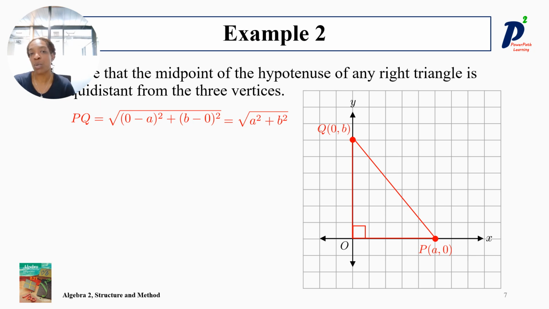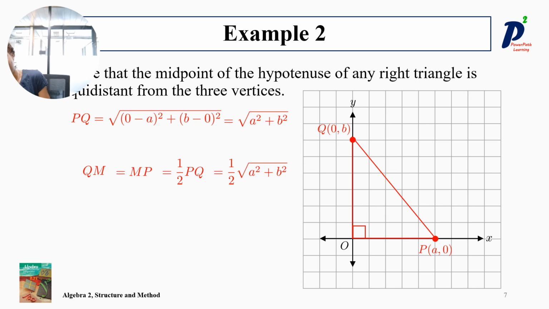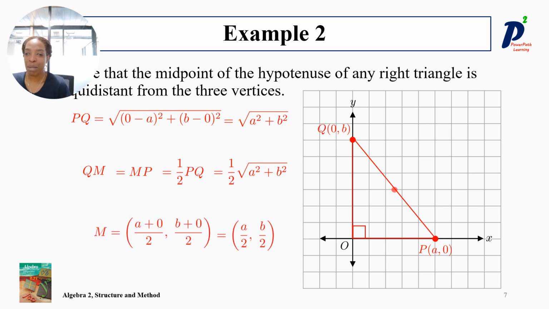Now, since the midpoint splits PQ into 2 equal parts, we can say that QM is equal to MP is equal to 1/2 PQ, which is equal to 1/2 the square root of a squared plus b squared. Okay? Now, I'm going to apply the midpoint formula to segment PQ. And I get (a plus 0) over 2, (b plus 0) over 2, which gives me the coordinates of my midpoint, which are a over 2 and b over 2. Now, all that remains is to find the distance from O to M.